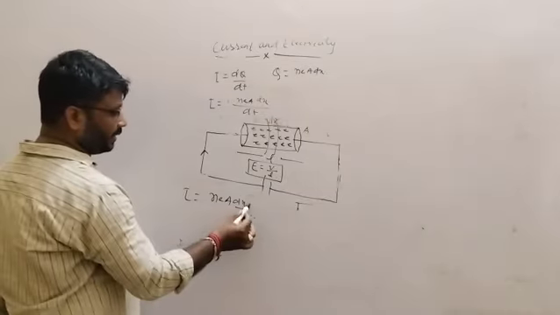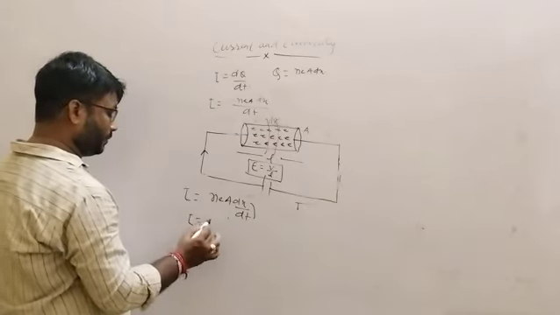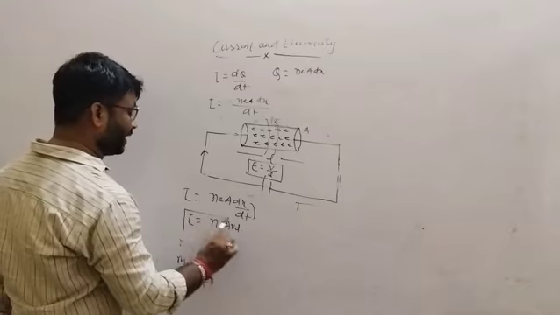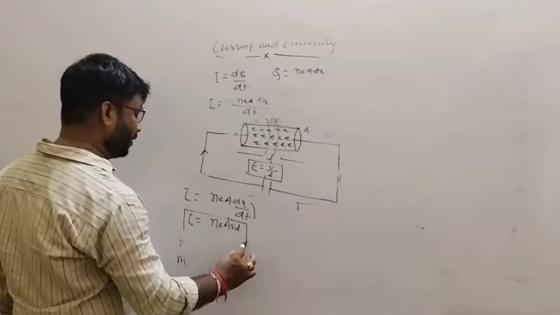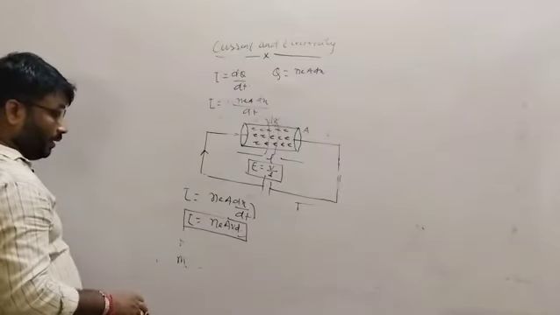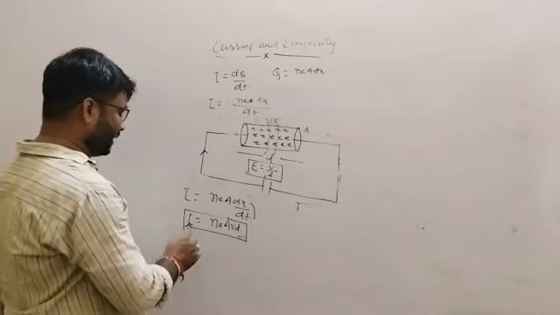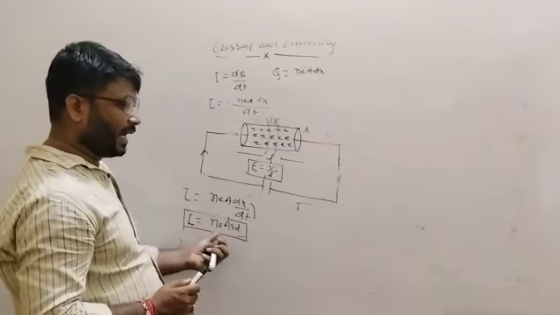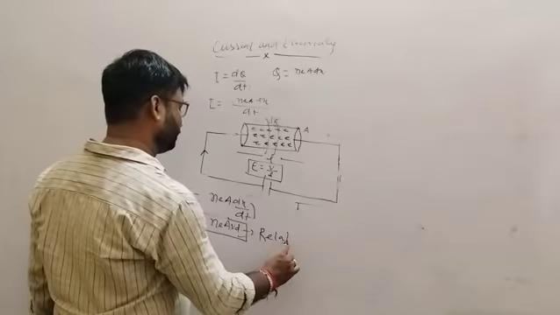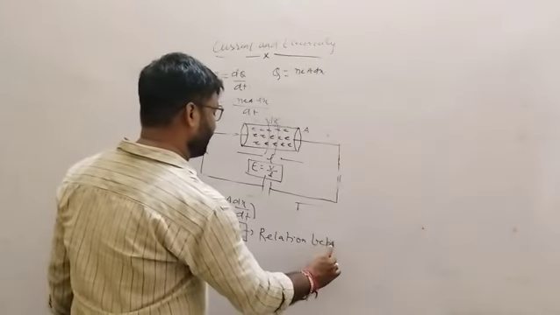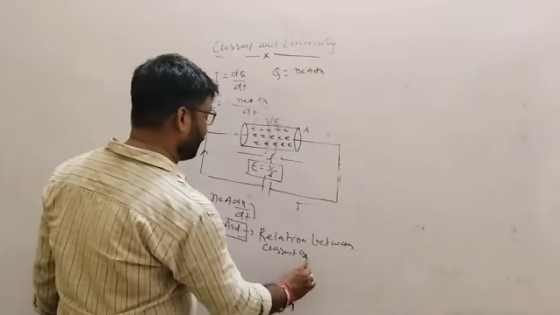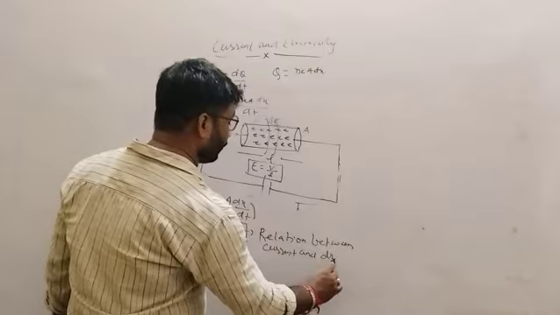Now dx by dt is called velocity, so I equal to n e A Vd. We call dx by dt the average velocity of electrons, which we call drift velocity. Just now we have seen that it is the drift velocity. So this is one of the relations between current and drift velocity.